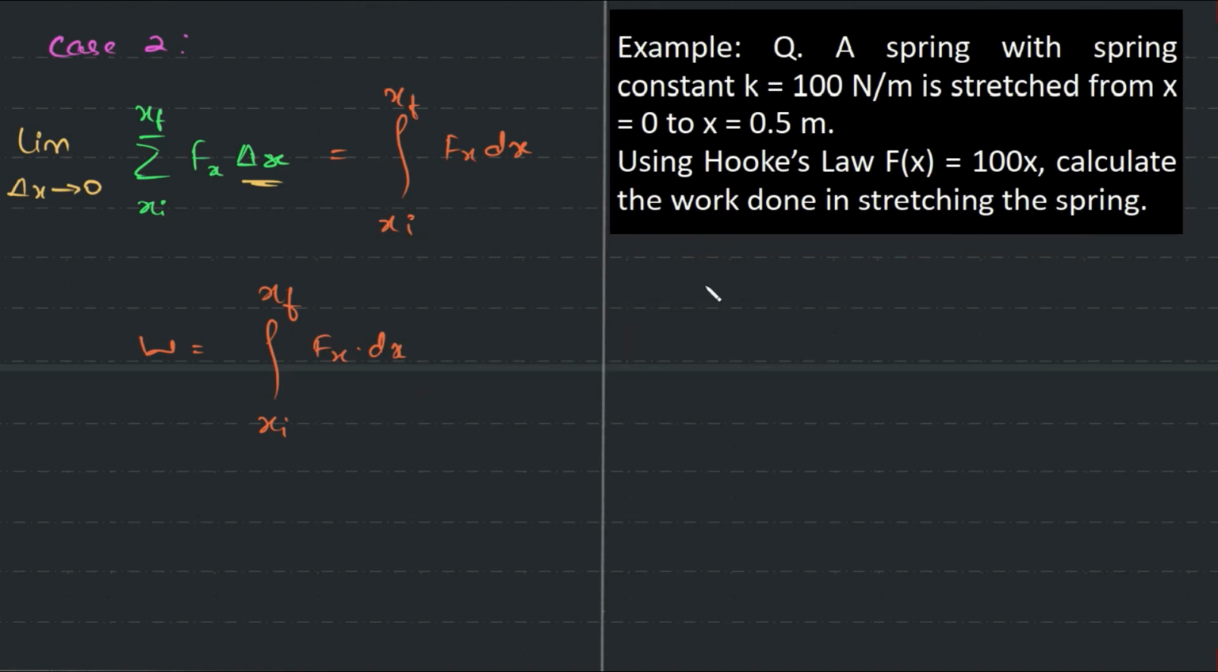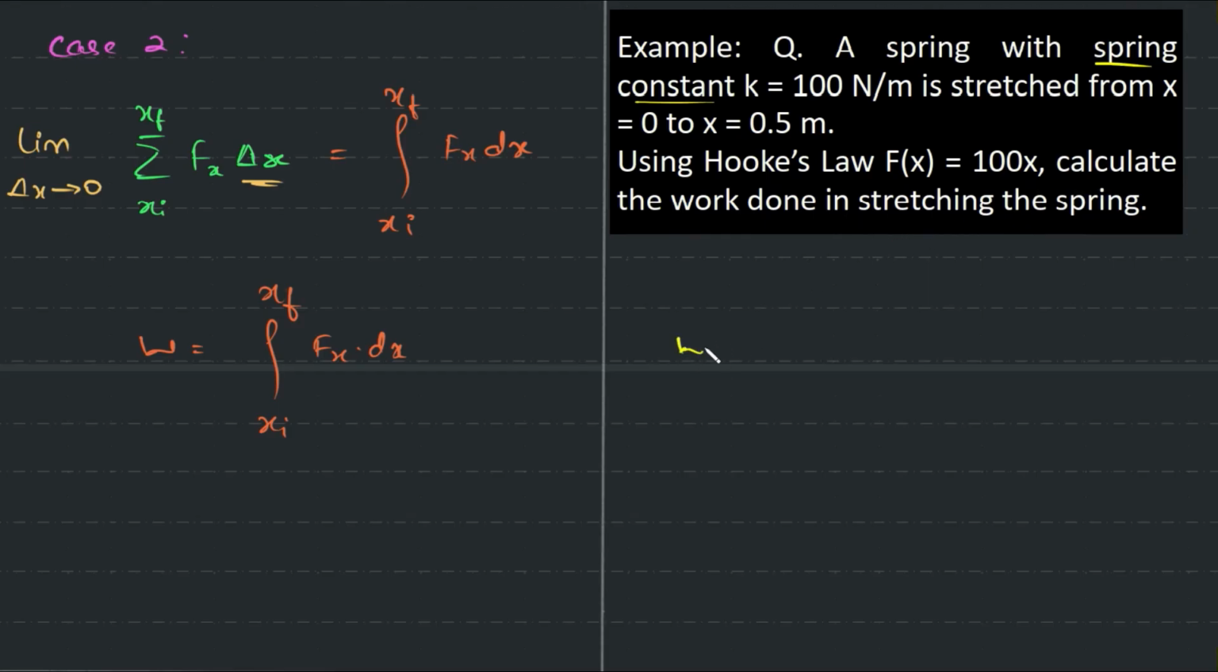So what is it that we're looking at? A spring with spring constant k, which is 100 Newton per meter, is stretched from 0 to 0.5 meters. Using Hooke's law, this is the formula. Calculate the work done in stretching the spring.